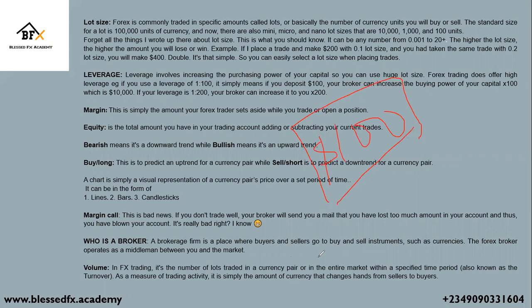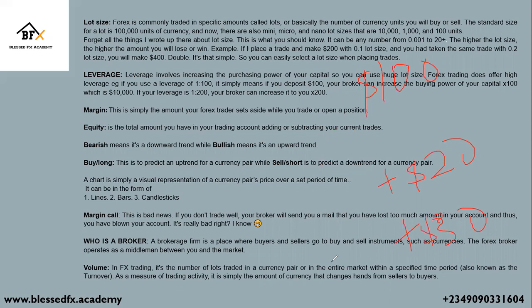Okay? So equity is the total amount you have in your trading account, adding or subtracting your current trade. Let me give you an example. If you deposit $100 and you place 2 trades, in the first trade you are making plus $20. In the second trade, you are making $30. What do you get? Your balance will still be $100, but your equity will be showing $150. If you are losing, it will subtract it. Okay? You understand? So let's go to something very, very simple.